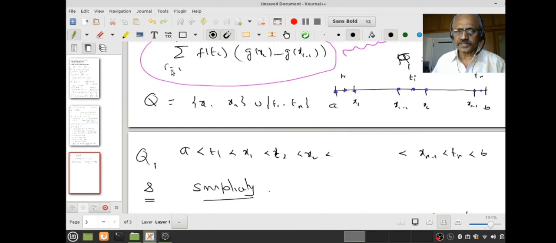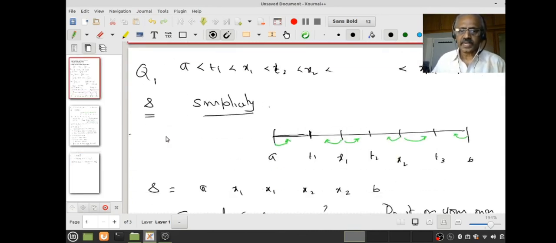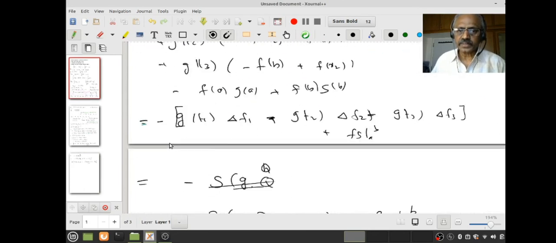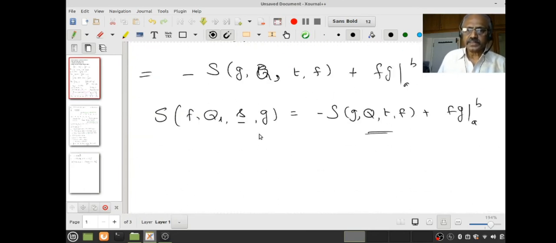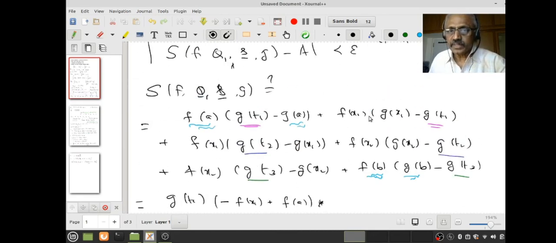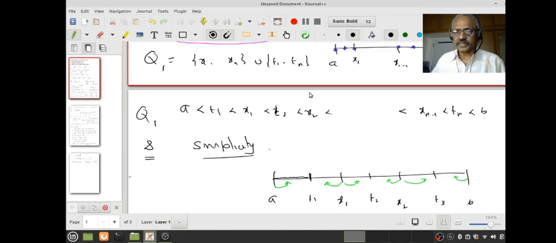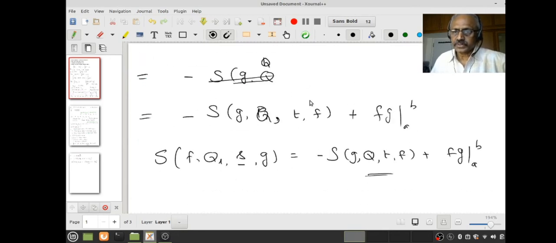So fix the partition q, then look at a new partition q1. Now I'm looking at S(f, q1). S(q1) with the new tags, with the integrator g, is nothing other than the Riemann sum for g with respect to the partition q. Remember, q has only x0 to xn as the nodes, and t1 to tn as the tags. So this and f g at b.